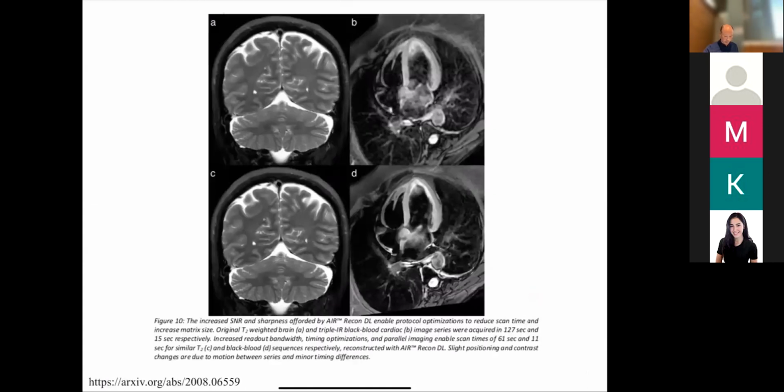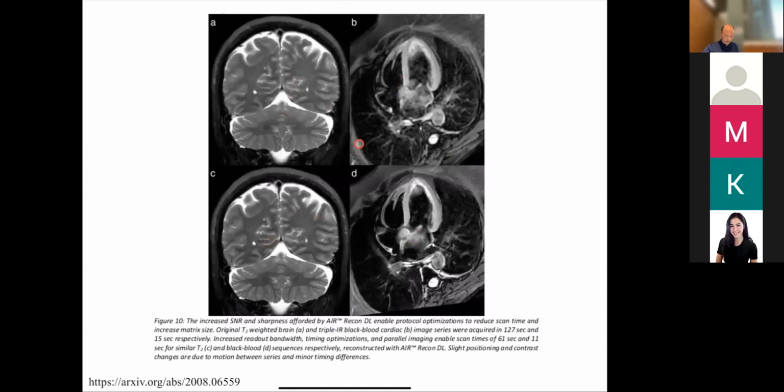Here is just showing deep learning to go faster. These images were acquired in either 127 seconds or 15 seconds. These two, the cardiac images, A and B. This is 127 seconds and 15 seconds. This reduced it to 61 seconds and 11 seconds.